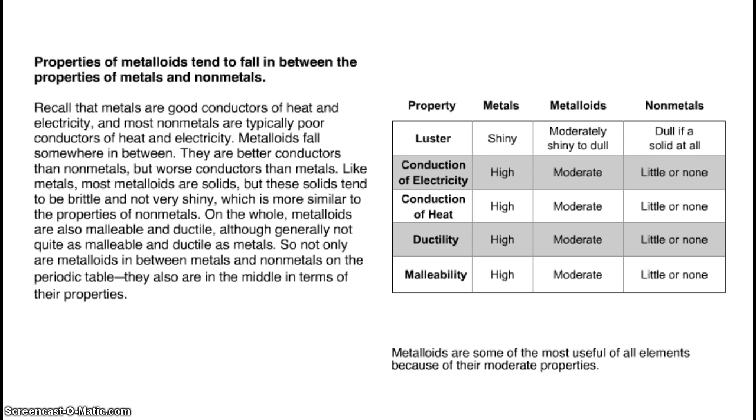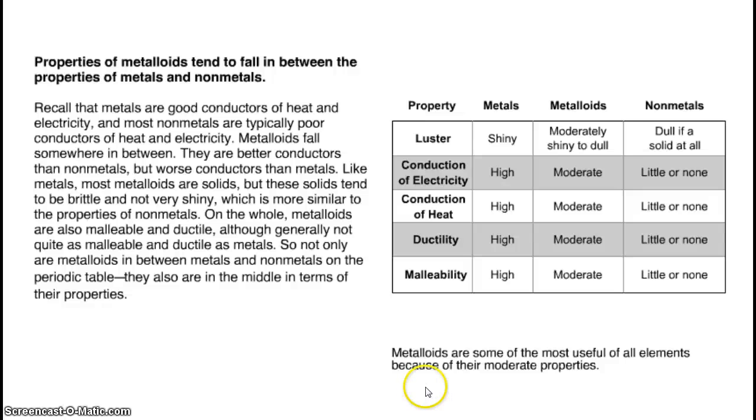Properties of metalloids tend to fall in between the properties of metals and nonmetals. Recall that metals are good conductors of heat and electricity, and most nonmetals are typically poor conductors of heat and electricity. Metalloids fall somewhere in between. They are better conductors than nonmetals, but worse conductors than metals. Like metals, most metalloids are solids, but these solids tend to be brittle and not very shiny, which is more similar to the properties of nonmetals. On the whole, metalloids are also malleable and ductile, although generally not quite as malleable and ductile as metals. So not only are metalloids in between metals and nonmetals on the periodic table, they are also in the middle in terms of their properties.